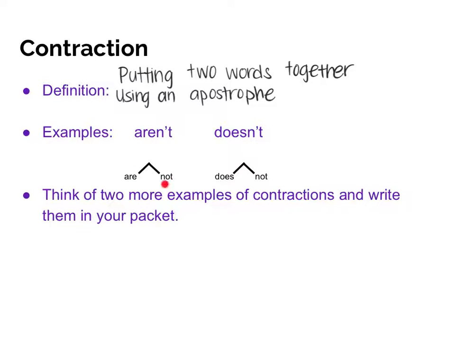I put them together and I take the whole word are, and with not, I just take part of the word, and instead of putting the O, I put this apostrophe. Doesn't, does not. Think of two more examples of contractions and write them in your packet at this time.